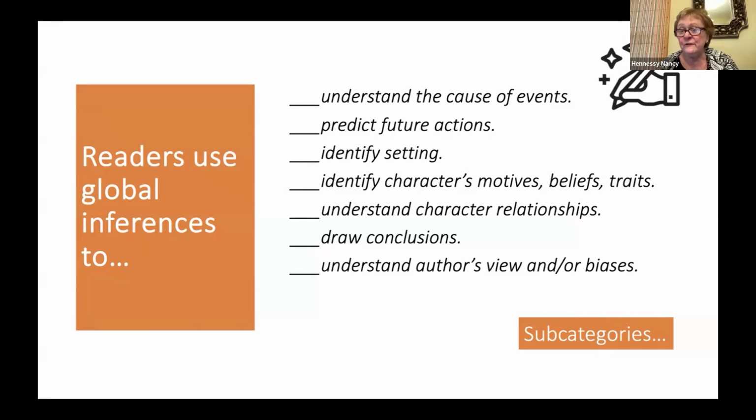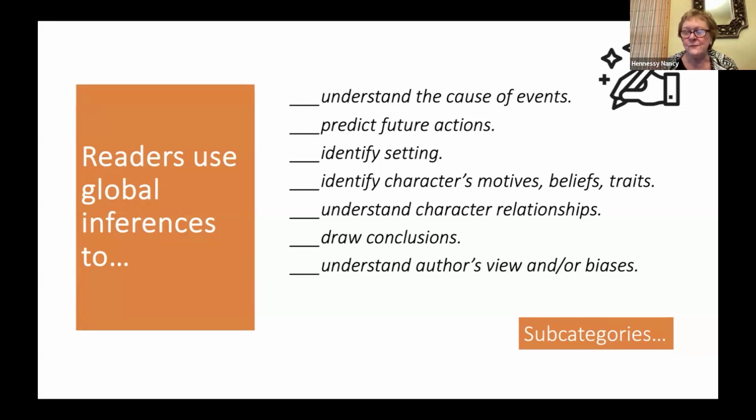To identify characters' motives and beliefs, right? Why did they do that, all right? To understand characters' relationships. There are the conclusions. To understand authors' views or bias. So these are just a few ways in which we make inference. And I think it's important that as we begin to think this through, we're thinking about the overall picture and that we're going to fill in the gaps here, all right? But why are we filling in the gaps, all right?